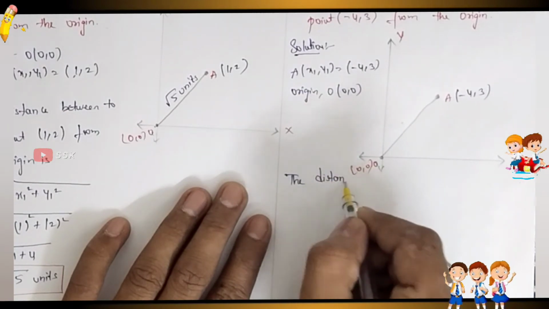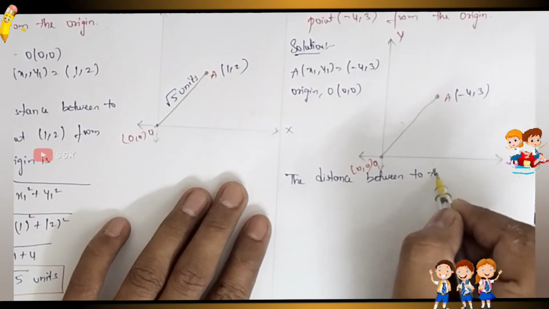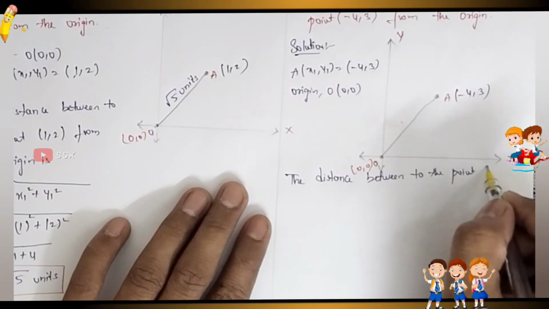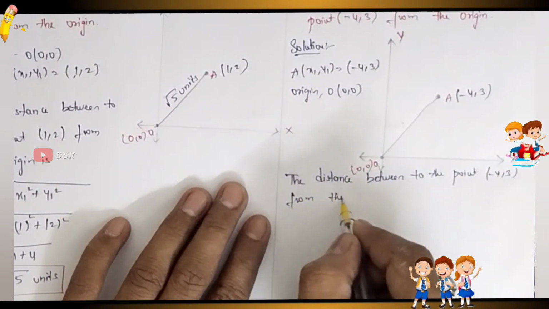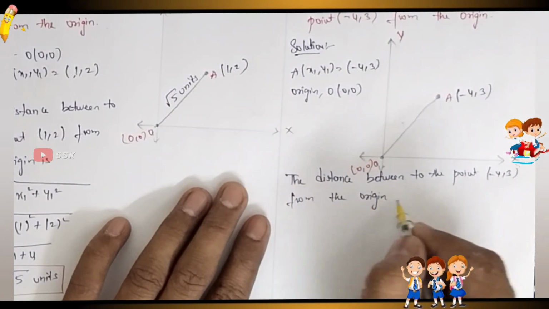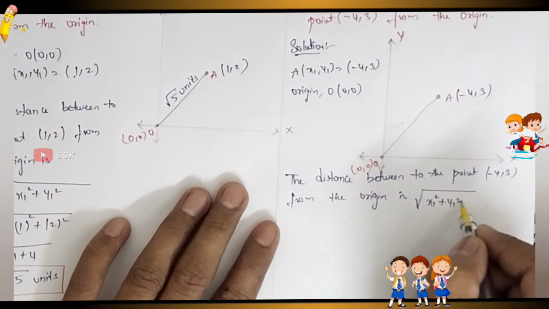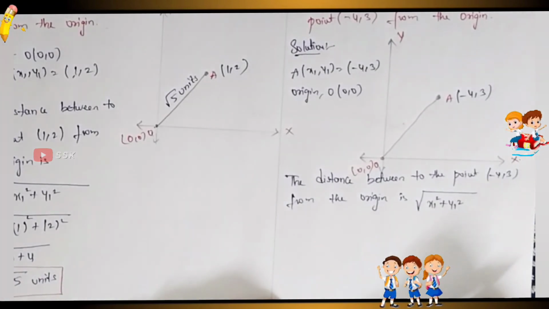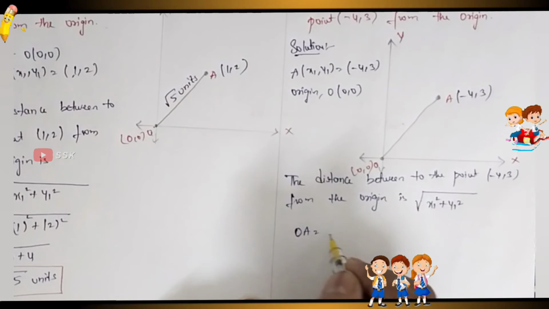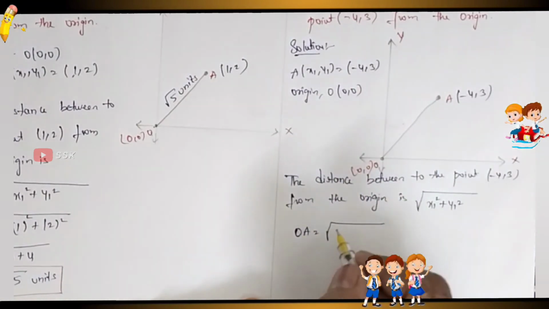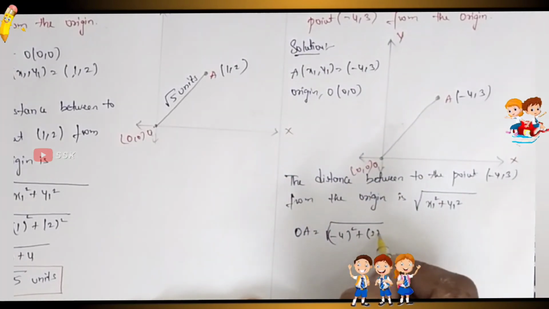The distance between the point minus 4 comma 3 and the origin is, so what is the formula? Square root of x1 square plus y1 square. Okay, that is OA. So OA is equal to, so what is x1 here? Minus 4 whole square plus y1, 3 whole square.